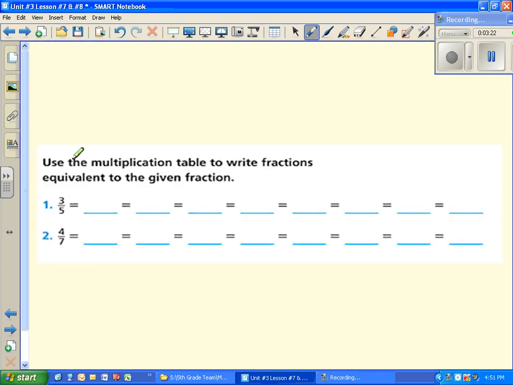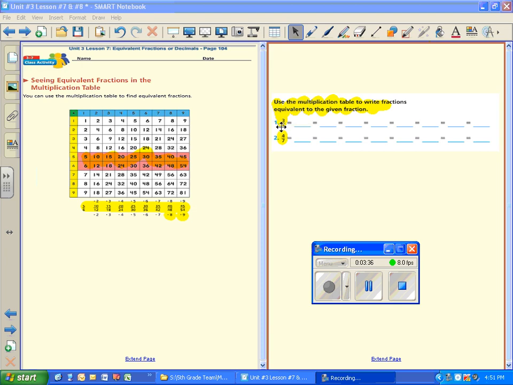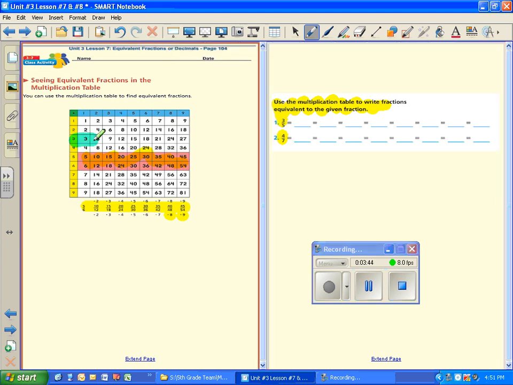So the next part here in your black notebook, it wants you to use that multiplication table and write the equivalent fractions for 3/5 and 4/7. So I'm just going to split my screen here, and so you have the multiplication table in front of you. And go ahead and write number 1, 3/5, and number 2, 4/7. Now watch this. If you look over here on the left, you have 3, and then you have 5 right there. 3/5, 6/10, 9/15, 12/20, 15/25, and so on.